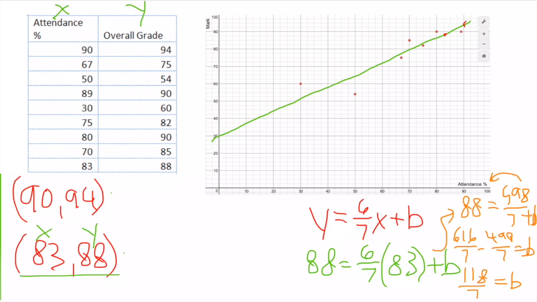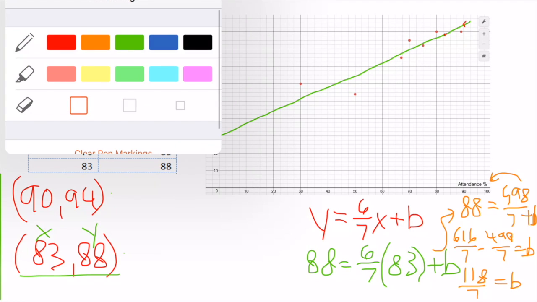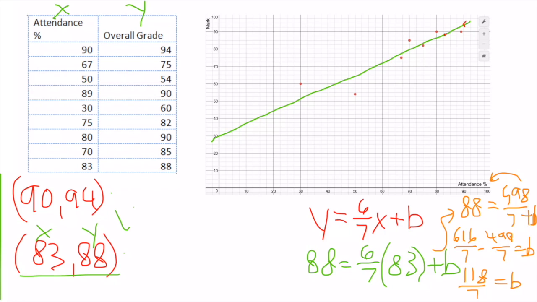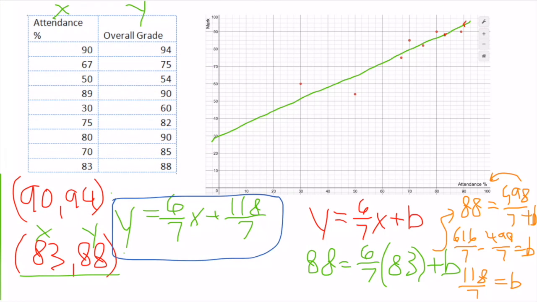Okay, so the final equation of my line is just y equals 6 over 7x plus 118 over 7. Okay, so once I have the equation of a line of best fit, I can then use this equation to decide or to solve for what numbers I might expect. Okay, we'll have an example of that in a bit.